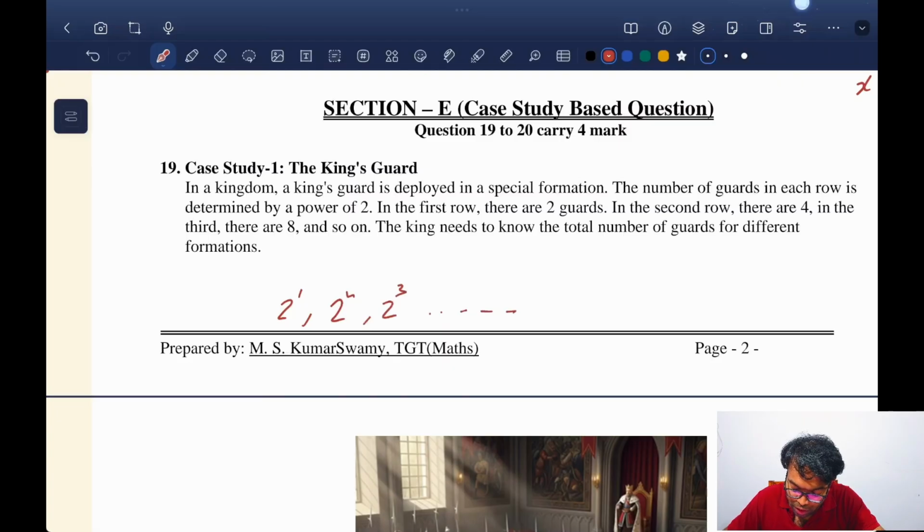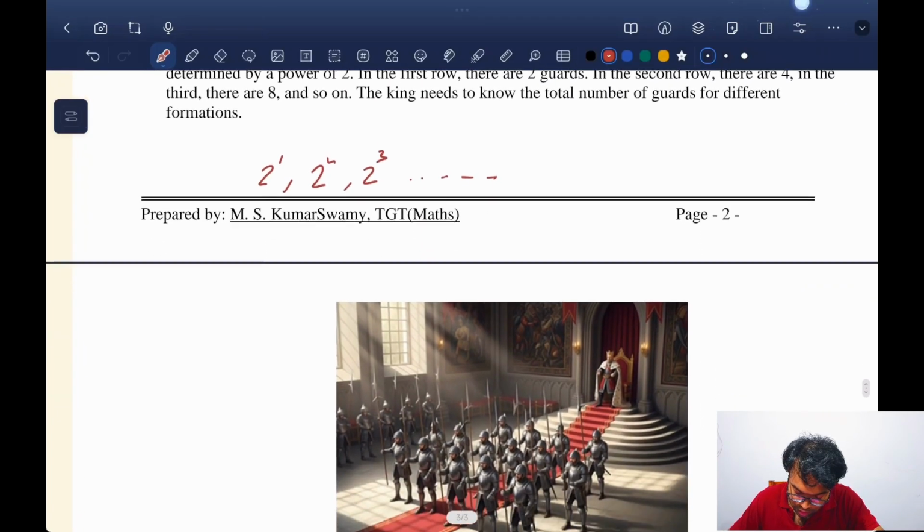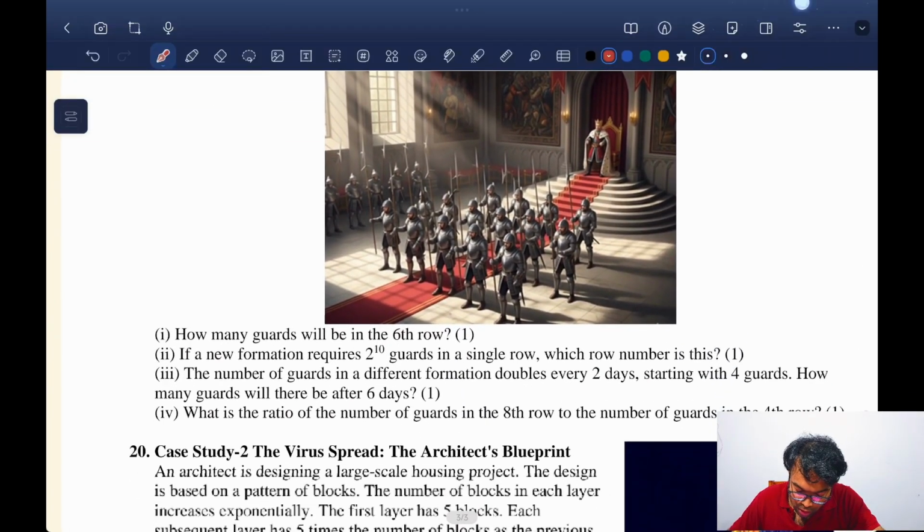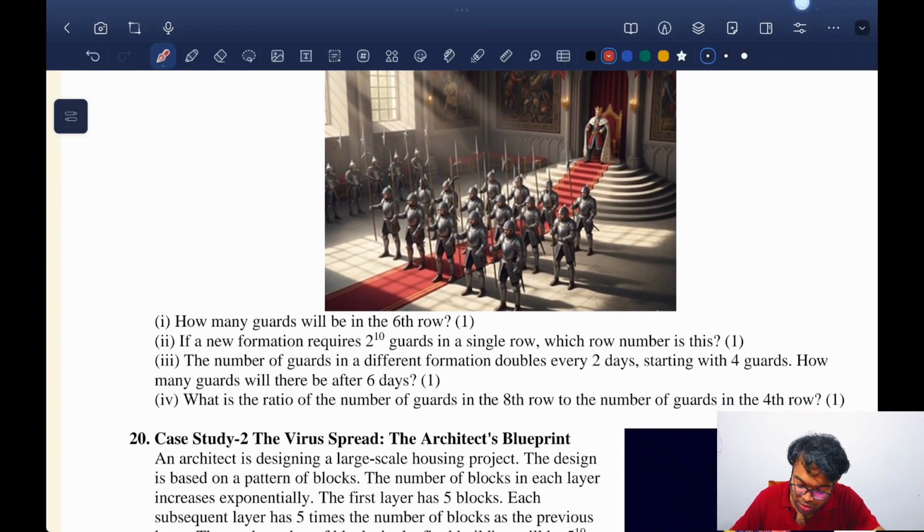तुम्हारे पास the king needs to know the total number of guards for different formation. ठीक है, समझ में आ गया, आगे बढ़ते हैं. How many guards will be in the sixth row? सिक्स्थ row में कितने guards होंगे? करेक्ट है. अगला, now 2 to the power 6 को कैसे लिखेंगे हम लोग? 2 to the power 5 is 32, 2 to the power 6 is 64. 64 guards होंगे. A formation requires 2 to the power of 10 guards in a single row, which row number is it? कौन सा row number होगा ये? 10, very good.